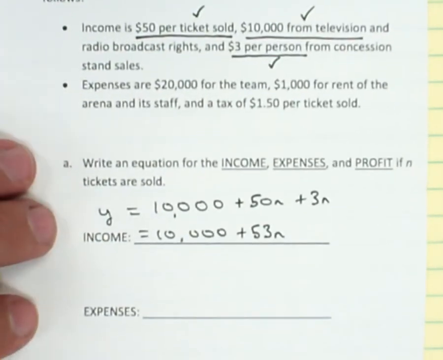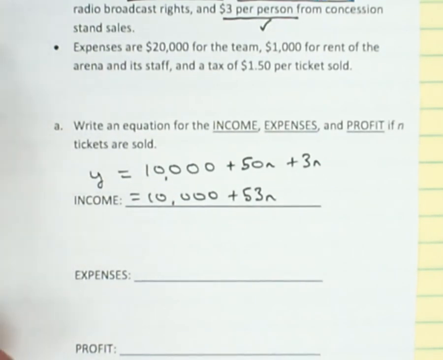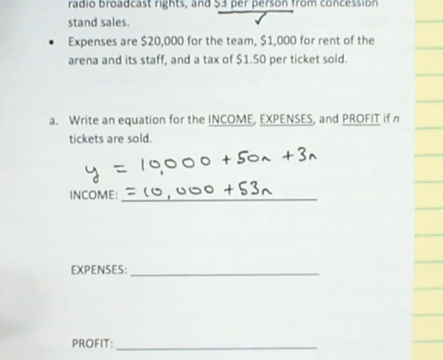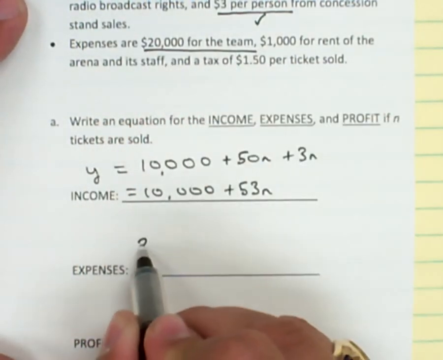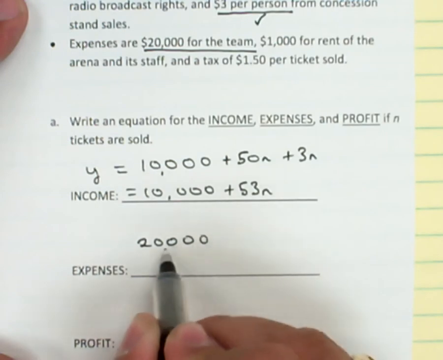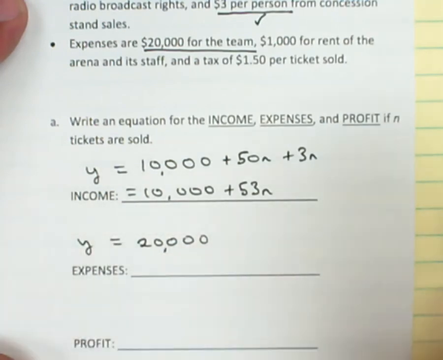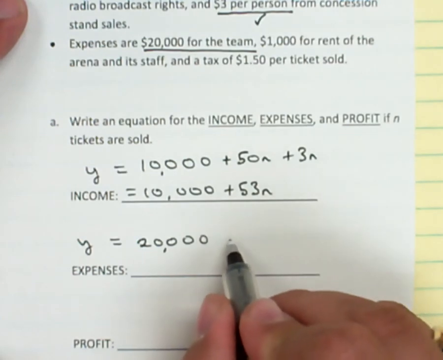All right, so now we have expenses. What's important in the expenses? 20,000, okay, I agree. Write that down. 1,000, okay. 1.50.